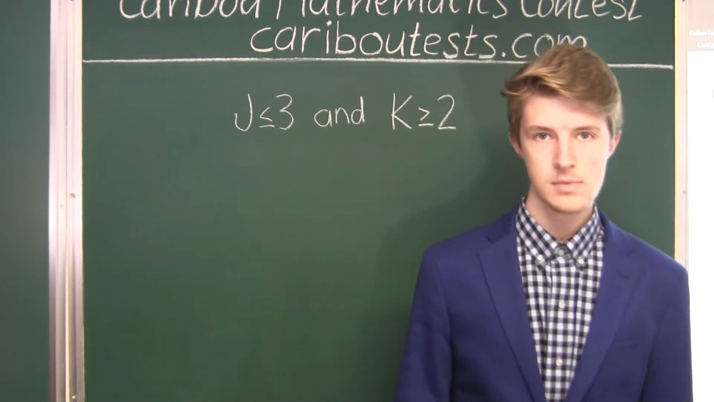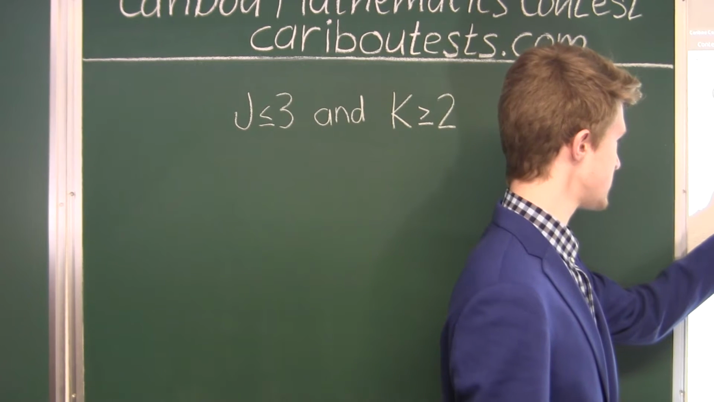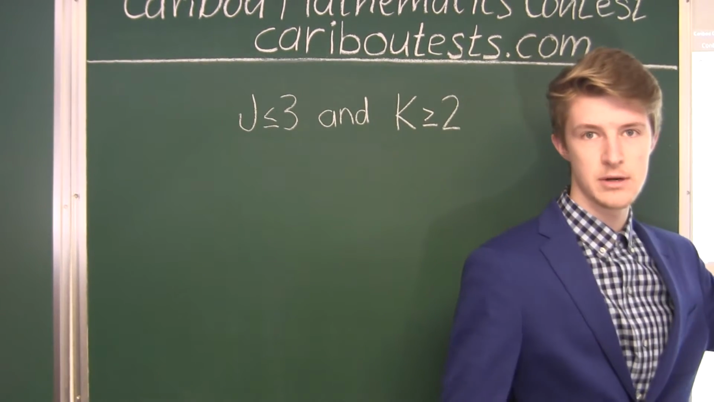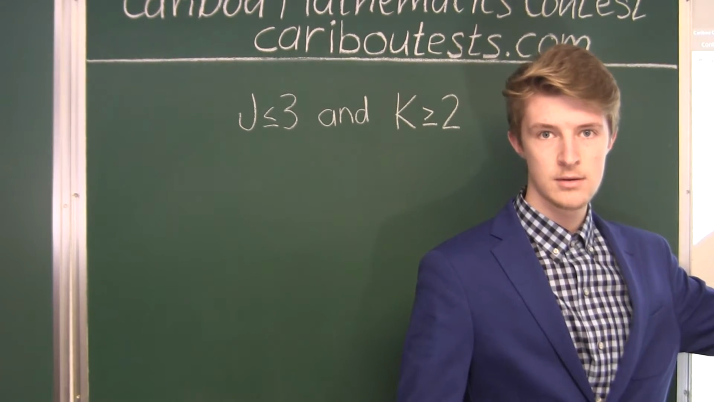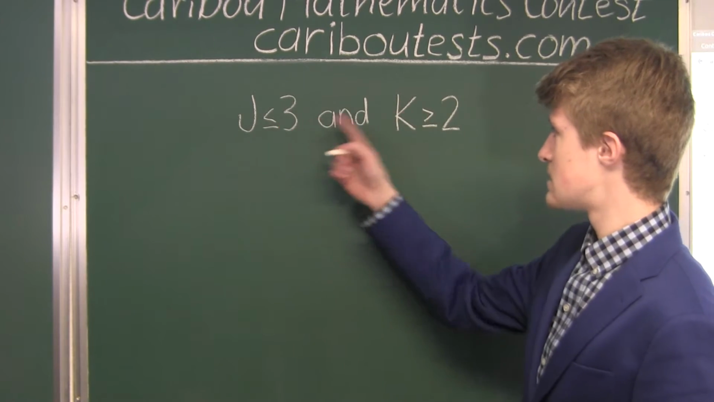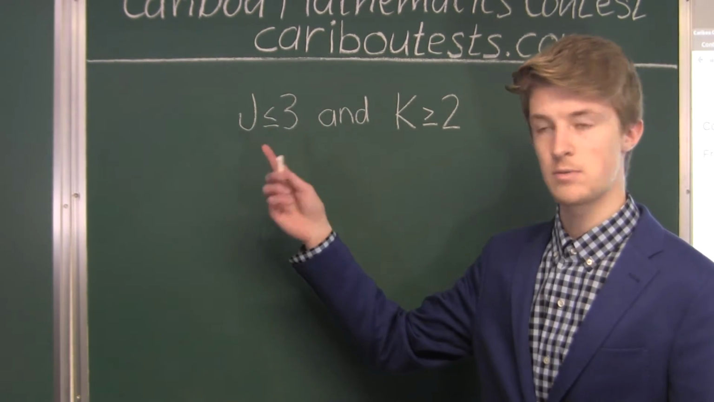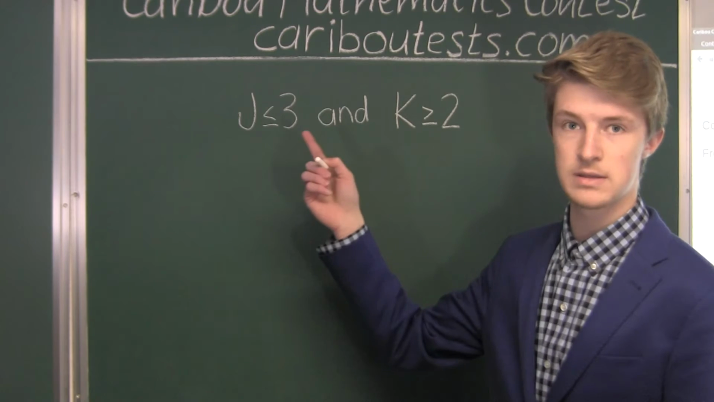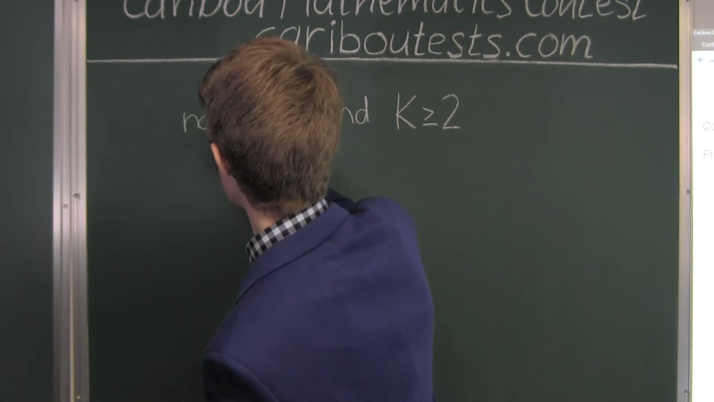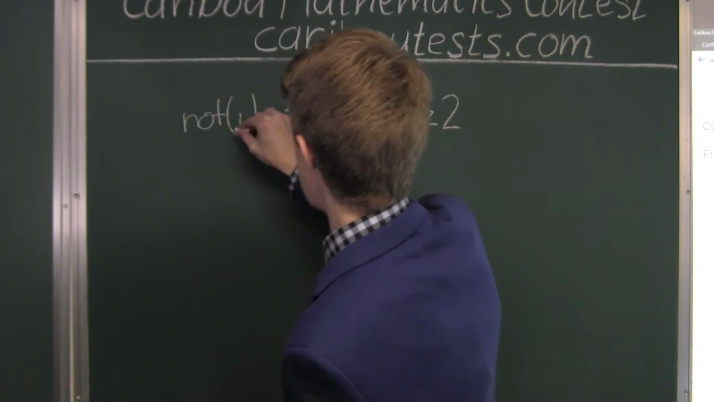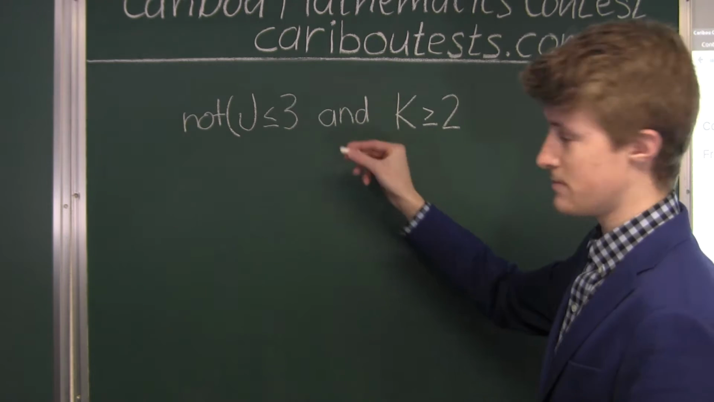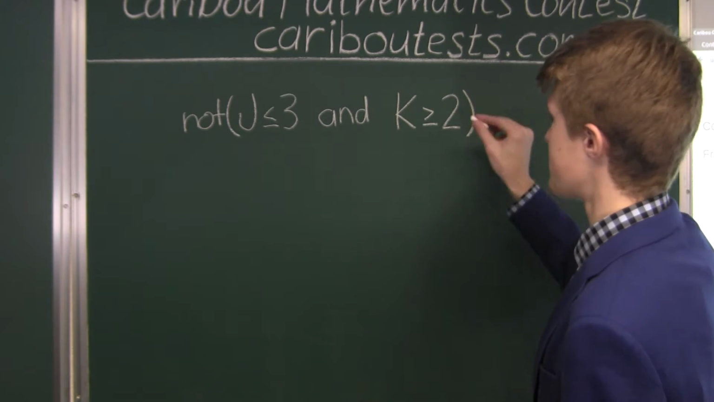Alright, now it says, from the statements offered below, select the one which is exactly true when the above statement is wrong. So we want to find the correct option for when this statement is wrong, which just means we want to find the opposite of this statement. And for that, we will put "not", and then put brackets around this initial mathematical expression.